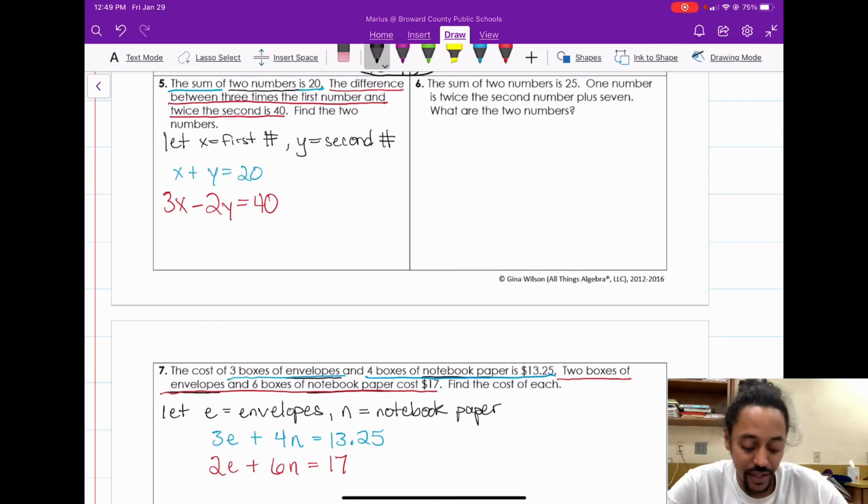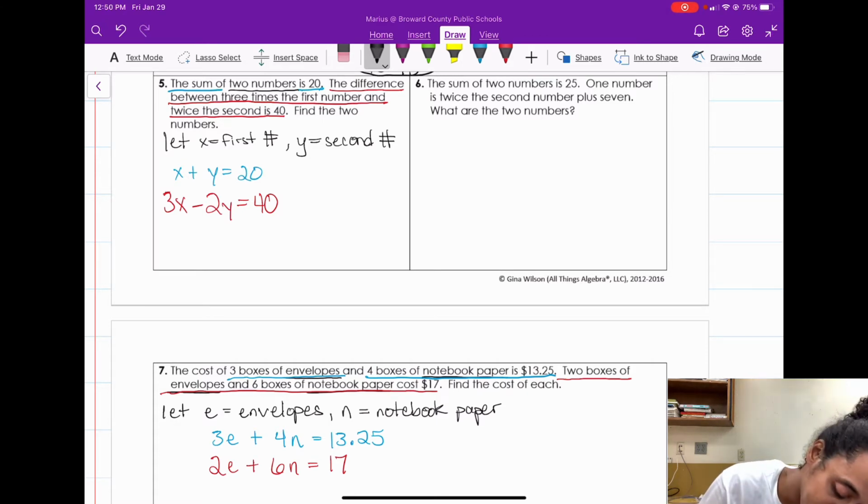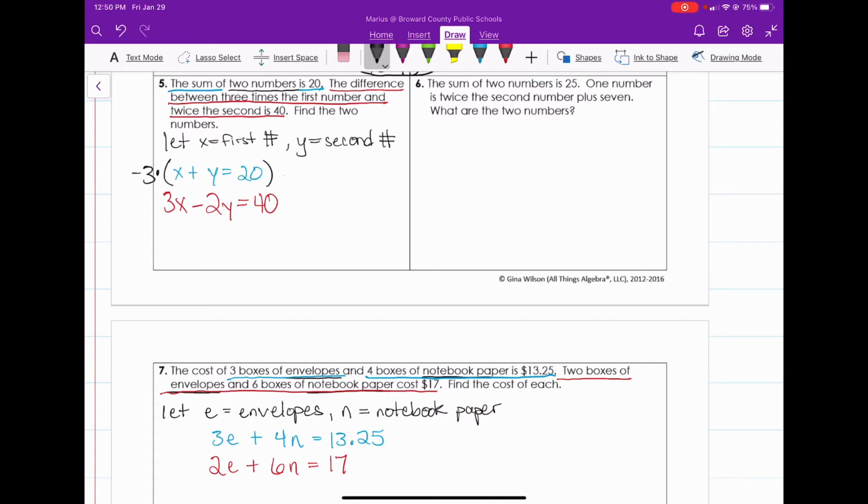Once again, neither one of our variables are opposites. However, if I wanted to eliminate the x term, I can multiply the first equation by -3. So the first thing I'm going to do is multiply the entire first equation by -3. So when I do that, my new equation becomes -3x minus 3y equals -60.